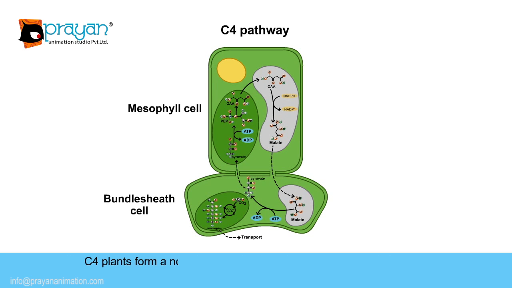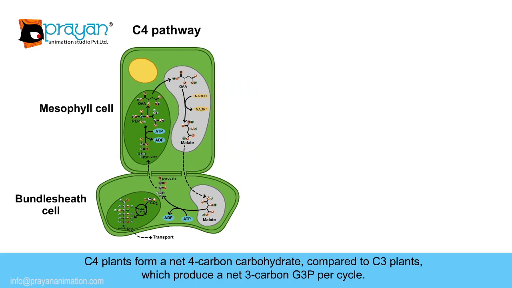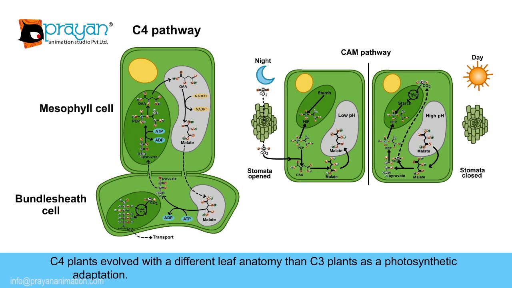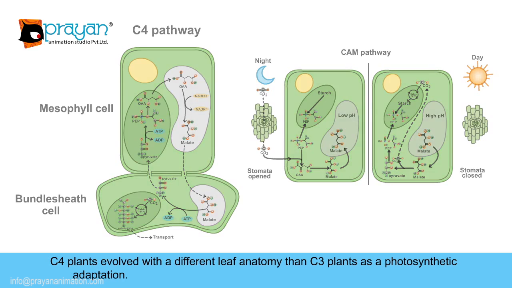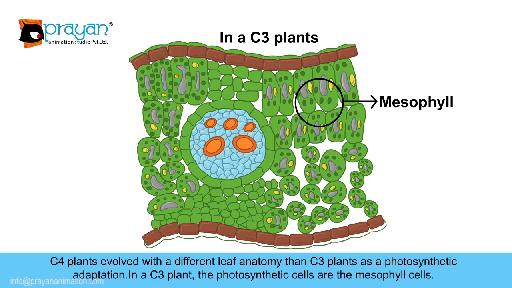C4 plants form a net 4-carbon carbohydrate, compared to C3 plants, which produce a net 3-carbon G3P per cycle. C4 plants evolved with a different leaf anatomy than C3 plants as a photosynthetic adaptation. In a C3 plant, the photosynthetic cells are the mesophyll cells.